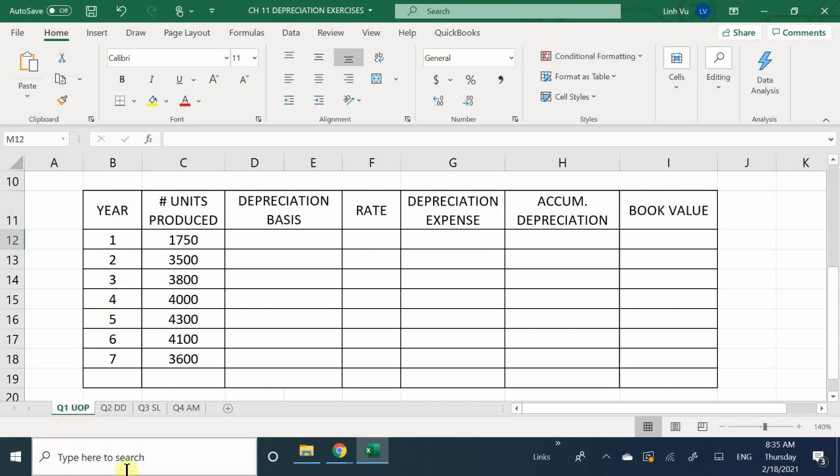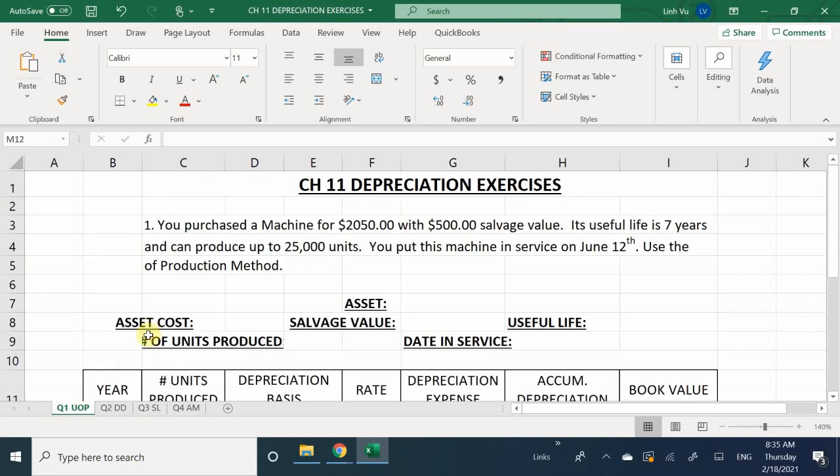So question number 1 is going to be a units of production, obviously. So let's go ahead and see what the scenario is. Number 1, you purchase a machine for $2,050, with a $500 salvage value. Its useful life is 7 years, and it can produce up to 25,000 units, and you put this machine into service on June 12th. Use the units of production method, right?